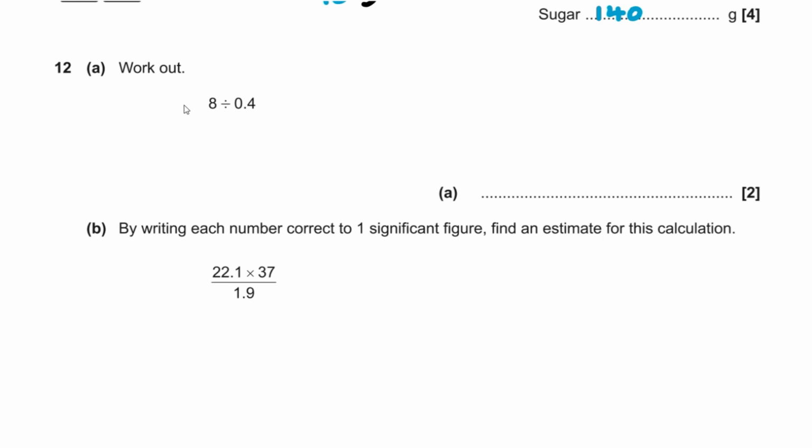Question number 12, part A, work out 8 divided by 0.4. This is the same as 8 over 0.4. If I multiply both the numerator and the denominator by 10, this is the same as 80 over 4, and 80 over 4 is 20.